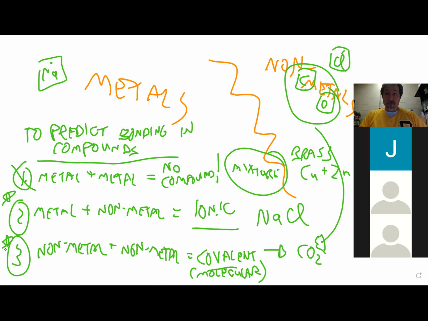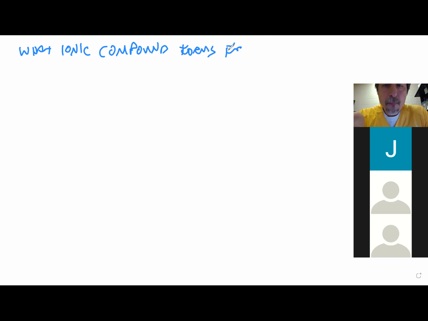Okay, so now let's try to figure out how to determine what ionic compound formula will form. And then if I have an ionic compound, how to split them up into their individual ions. It's sort of going in both directions. Okay. Remember all those rules for ionic compounds? That's sort of the basic question. What ionic compound forms from a couple of elements?